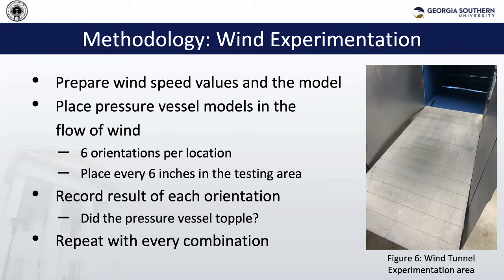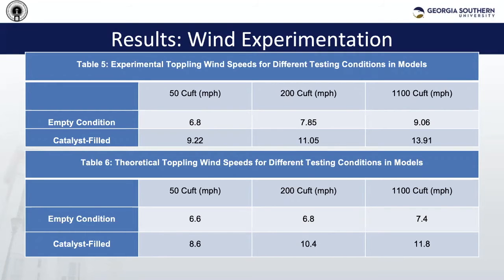in 6 different orientations. The pressure vessel only ever experienced instability when it was in the worst case scenario depicted earlier. Toppling values were then found and recorded to be compared to the theoretical toppling values found using the dimensional analysis. And here are the results.